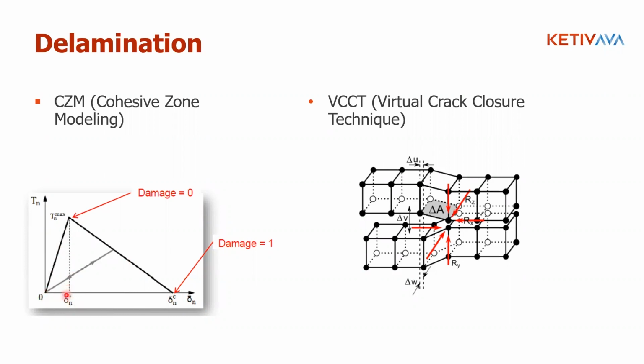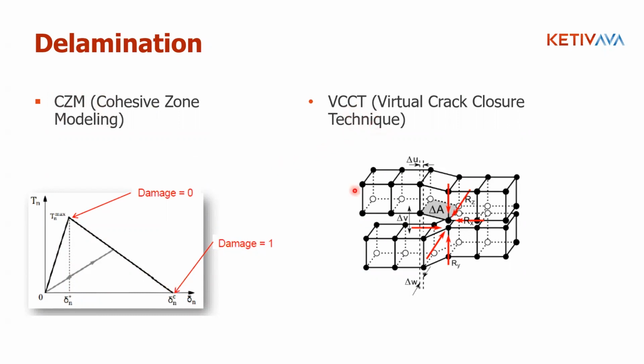But once you go beyond a certain relative displacement, then damage starts coming into the model, okay? And then as you separate the lamina more, you reach a point where damage equals 1, and then the material has failed there. Okay, so that'll be if you want to use what's called a CZM.